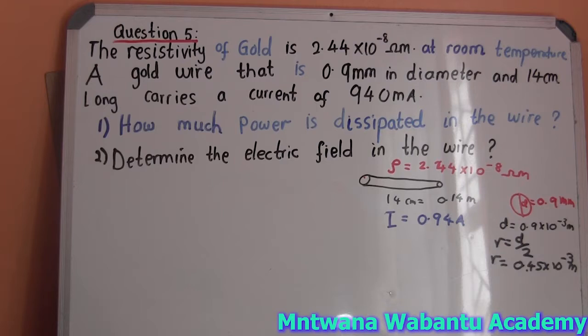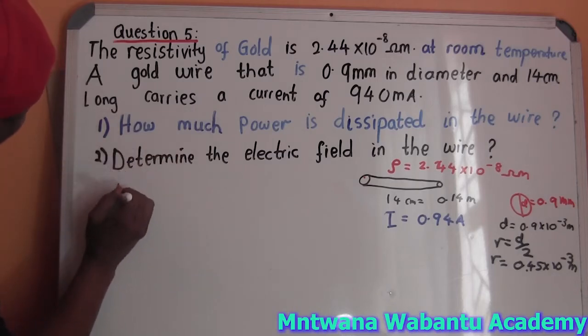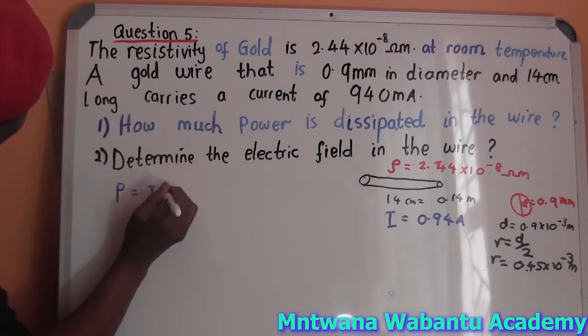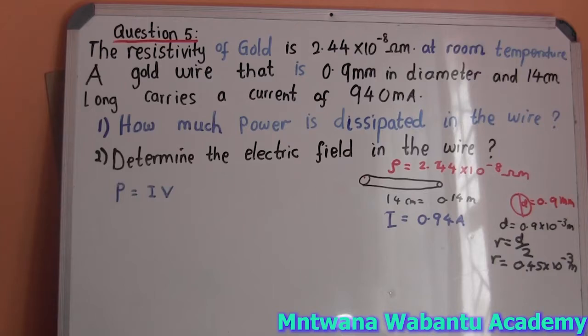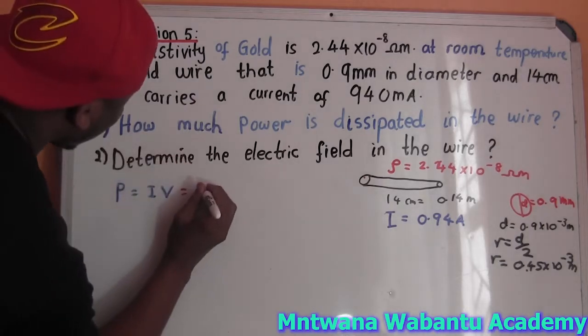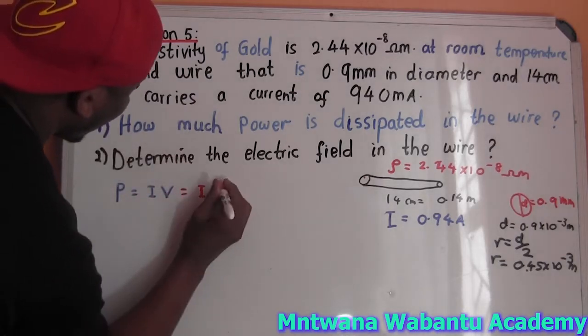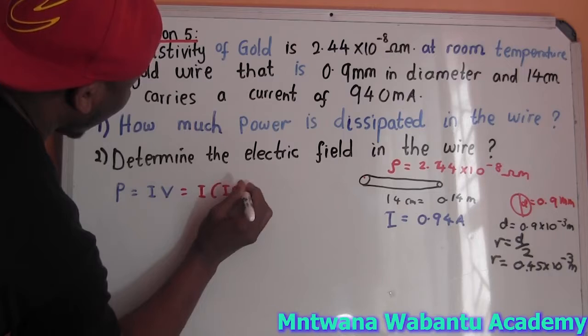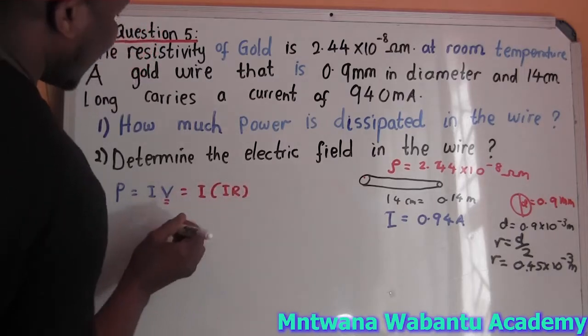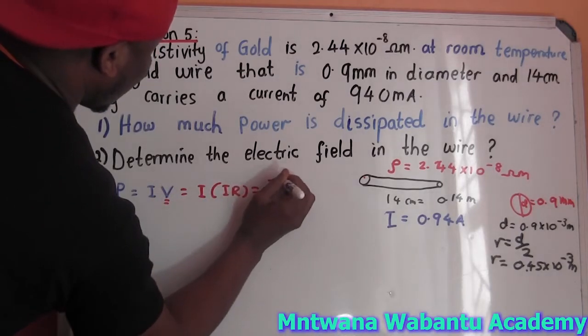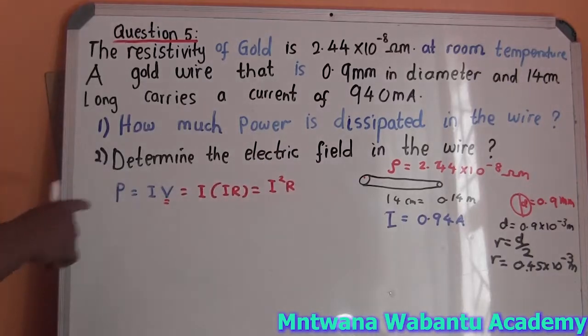So how much power is dissipated in the wire? We know the formula of power. Power is equal to current times potential difference. But I can also split that: potential difference, from Ohm's law, is equal to current times resistance. So I replace it, and this one is current squared times resistance. Okay, so that's the power.